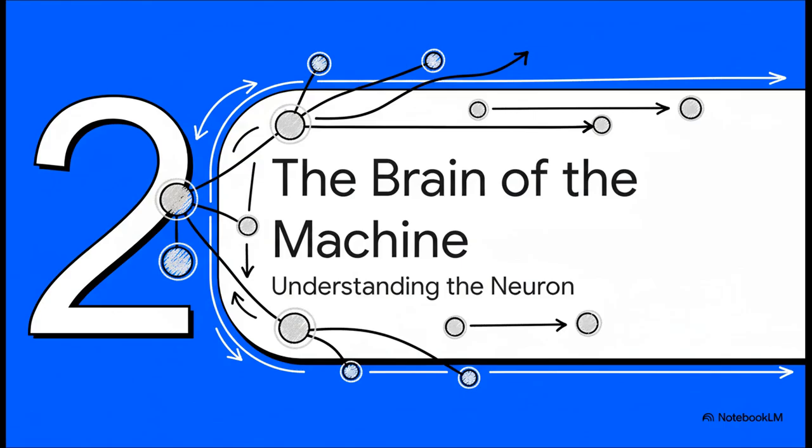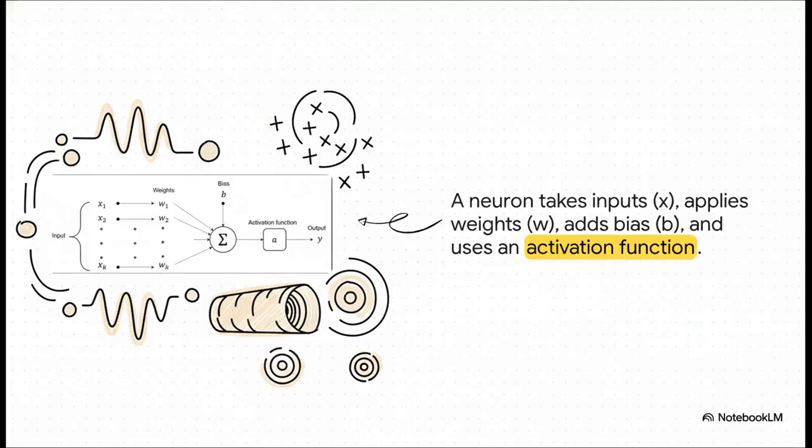So how in the world do they pull this off? Well, it all starts with the fundamental building block of the whole system, something inspired by our own brains, the neuron. Let's take a closer look. A single neuron actually does three pretty simple things. First, it takes in a bunch of inputs and multiplies each one by a weight to decide how important that input is. Then it adds a little nudge, called a bias. And finally, and this is the most critical part, it passes that result through something called an activation function.